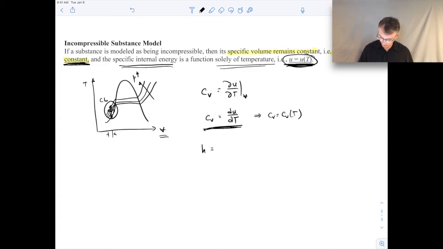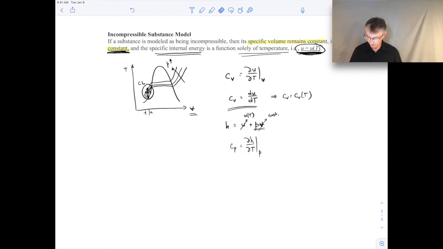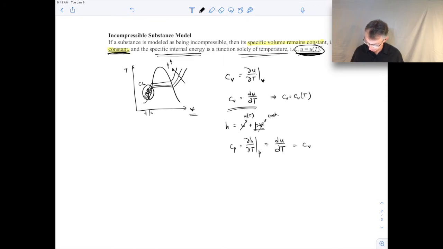Before I do that, let me just expand out the specific enthalpy. Remember, the specific enthalpy looks like this, right, in general. And since we're dealing with an incompressible substance, the U is a function only of temperature. And of course, v is a constant, right? So when we calculate C sub P, which would be dH/dT at constant pressure, since the pressure is a constant, this whole thing is a constant. So when we take the derivative with respect to temperature, we'll get the following. Since the pressure is a constant here, the specific volume is a constant, and the specific internal energy is only a function of temperature. So when we take the partial derivative of H with respect to T at constant pressure, it looks just like du/dT, which we found previously to be equal to C_V, which in general is a function of temperature.